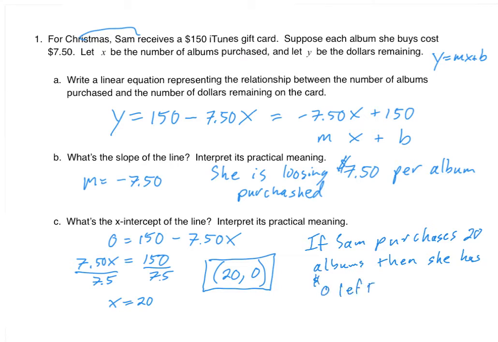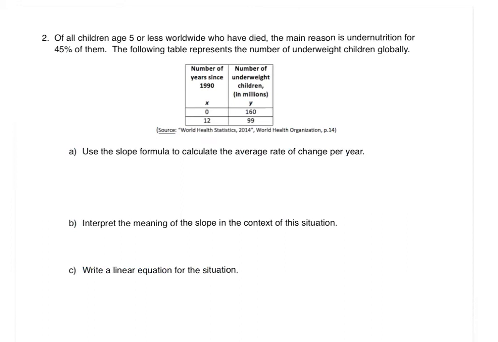Or said differently, she can purchase 20 albums with that original gift card. Let's look at another example. In this scenario, this is real world data.